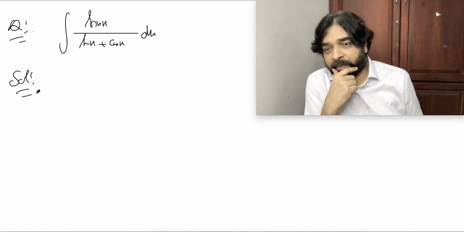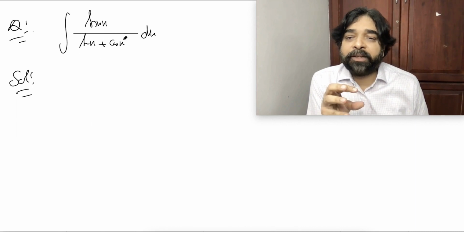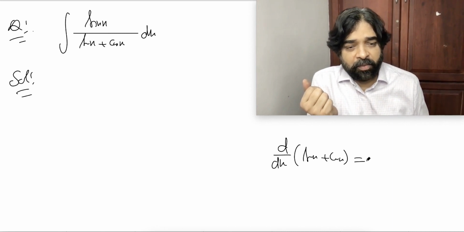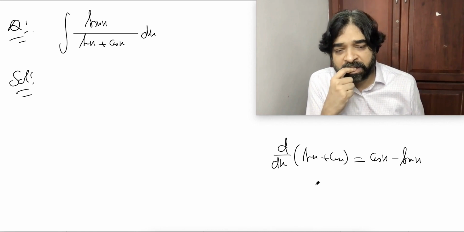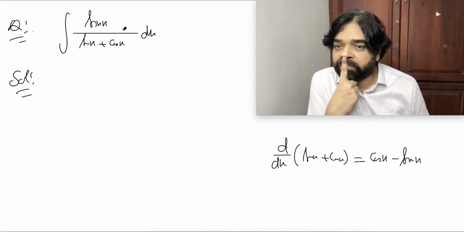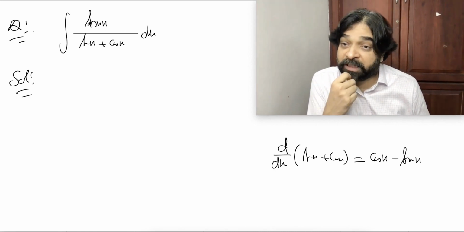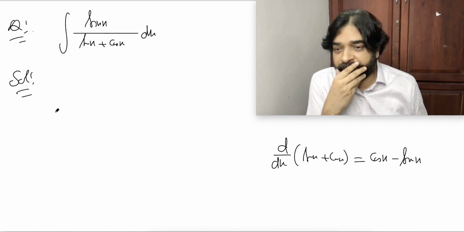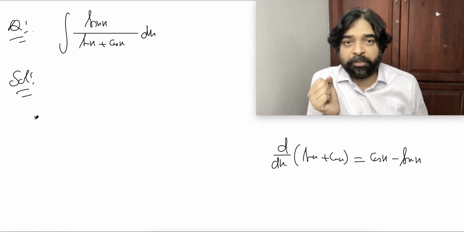Look. What is the differentiation of the denominator? d by dx of sin x plus cos x. What will come? Cos x minus sin x. Oh, here in the numerator is sin x. Cos x I cannot bring. What to do?